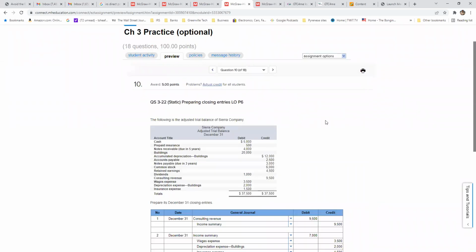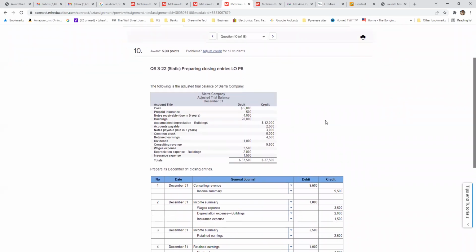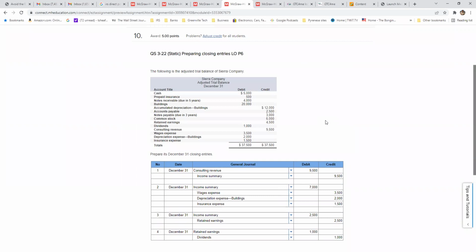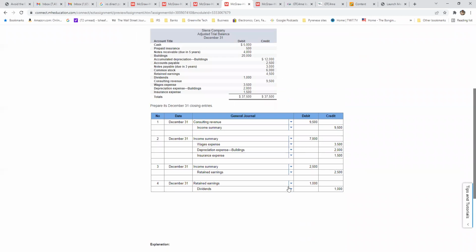Yeah, there's 3-22. So what this is, it's not really a comprehensive problem. What you're doing is you're given the adjusted trial balance. Okay. And then you have to prepare the closing entries from that. You can see that it's just a matter of posting the debits and credits and closing out the accounts to the income summary, then moving the stuff over to retained earnings, and then closing out the dividend account.